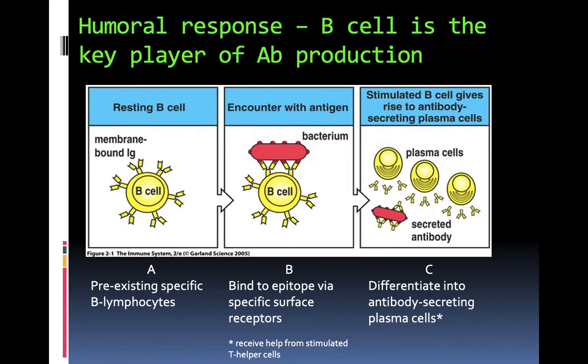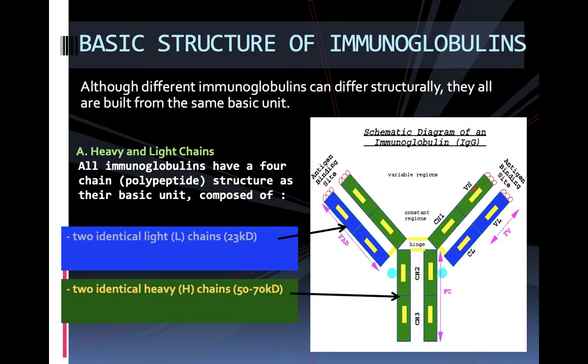Now, for immunoglobulins, although there are different immunoglobulins that can differ structurally, because the types of immunoglobulins present in higher vertebrates, animals with a backbone, are numerous, they can all be described as built from the same monomeric unit, the same basic unit.